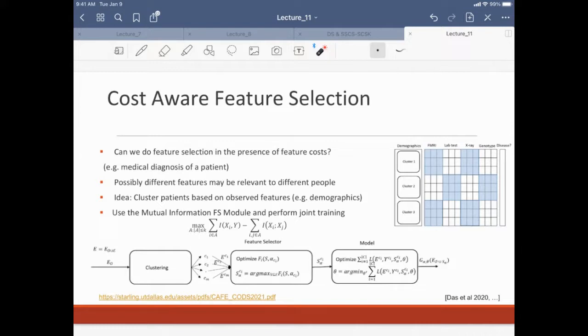So this is what a doctor does all the time. And the question is, how do we do this in a feature selection approach? So it turns out you can actually extend this kind of feature selection now into a clustered approach, right? Where you cluster the most important features for every cluster, or every demography or age group, etc. And then basically figure out the feature selection at that level, right?